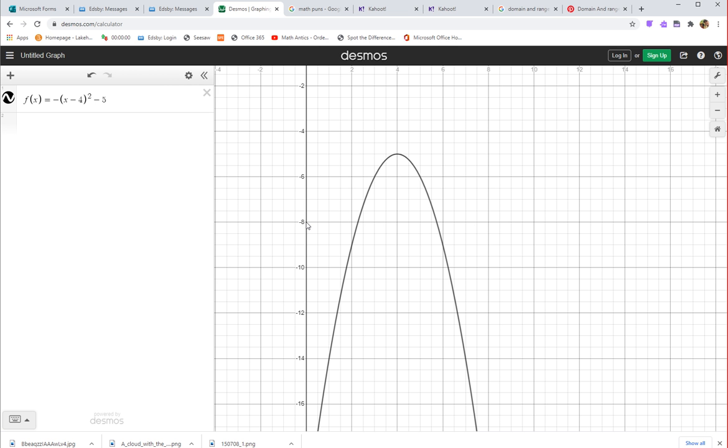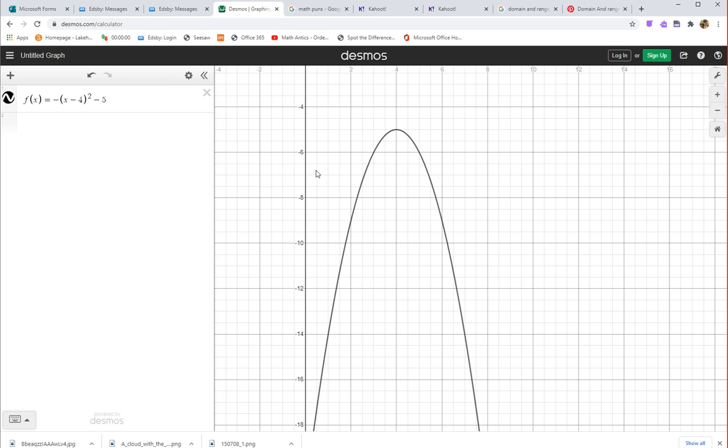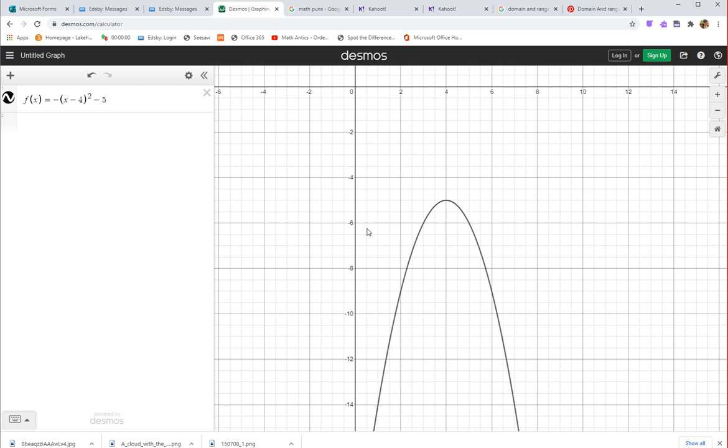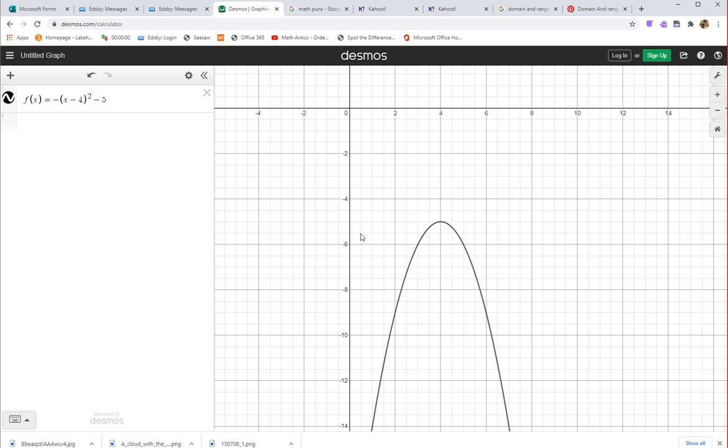So a negative in front means that it's going to open down instead of up. So in this case, we got one that's opening downwards. So that tells me that our range is going to be anything below and including -5. It could be -5, it could be -6, it could be -1,000,000. But it's got to be anything including and below -5. That's my range.